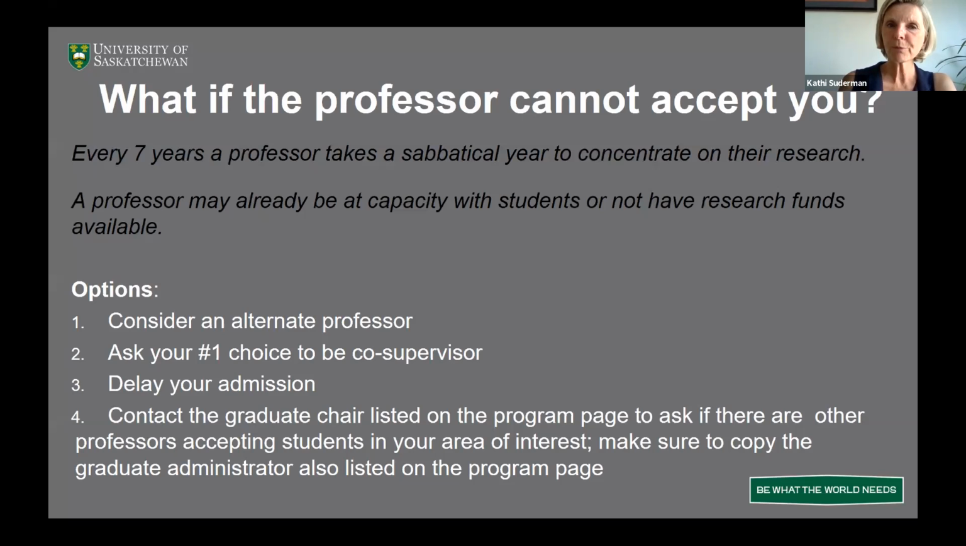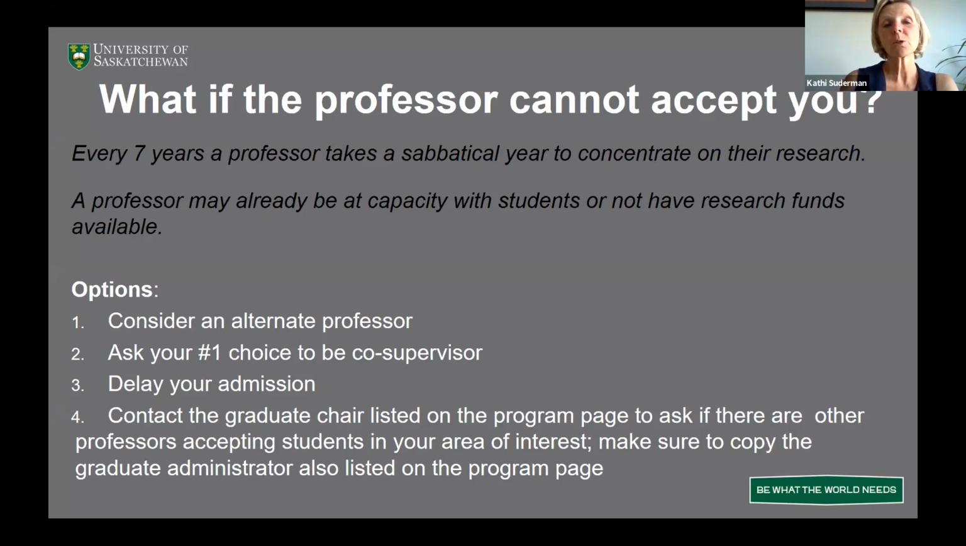It is still possible the professor would not accept you. In most cases in Canada, professors take a sabbatical leave every 7 years to concentrate on various things, or they might be at capacity already, or perhaps not have research funds available right at that time. Other options for you might then be to consider another professor, or ask your first choice to potentially be a co-supervisor with another supervisor at the university. You may also consider delaying your admission.